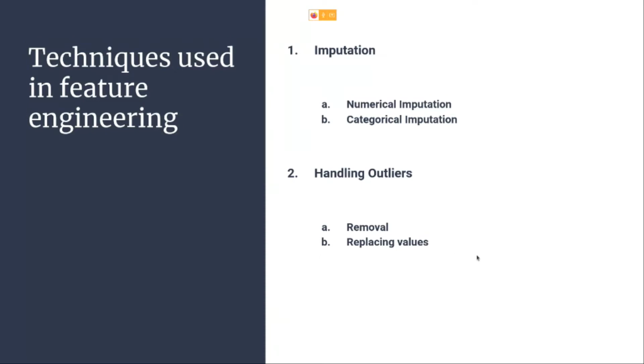Then the second thing is handling outliers. Outliers can basically be removed, or, for imputation only, the values can be replaced also.